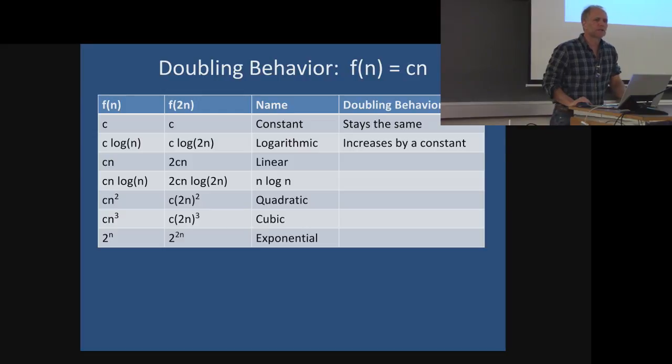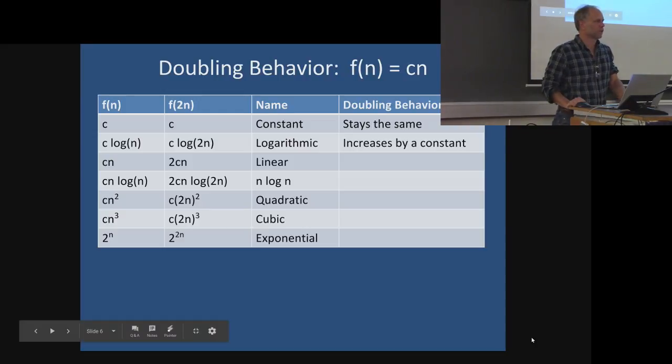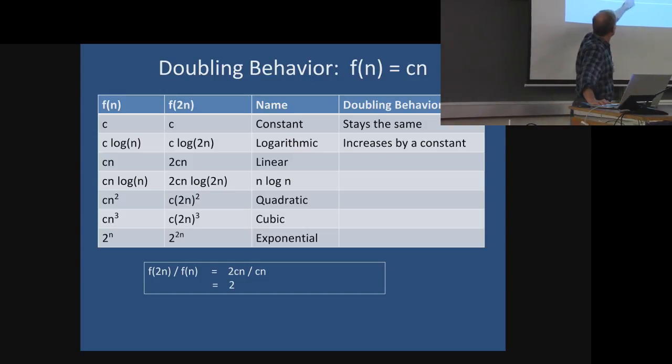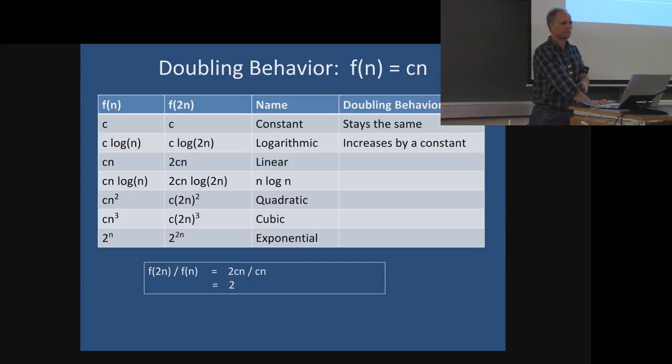What's it going to look like when it's linear? Suppose you have a linear time algorithm, like linear search in an array. You double the size of the input, you double the running time. Let's see if we can prove that. This time I'm going to divide f of 2n by f of n. I get 2cn divided by cn, and I get 2.